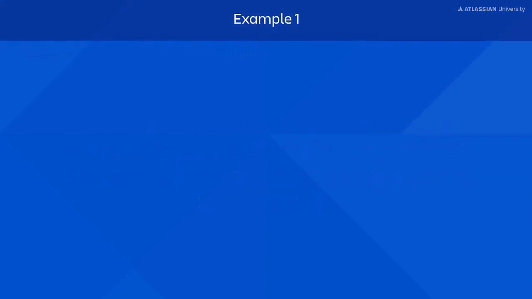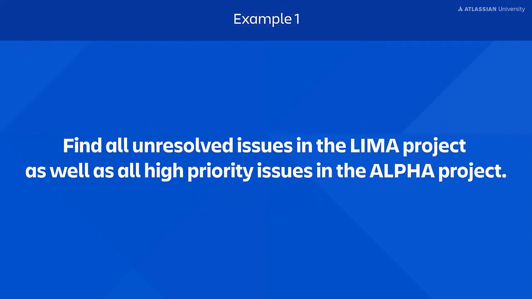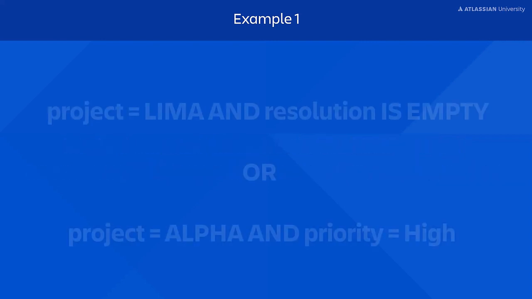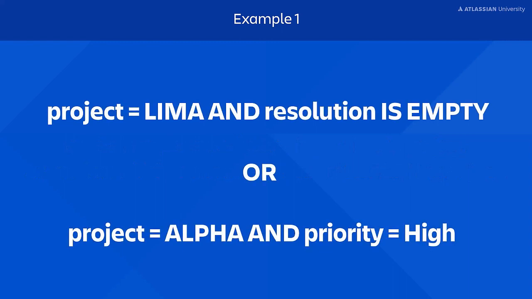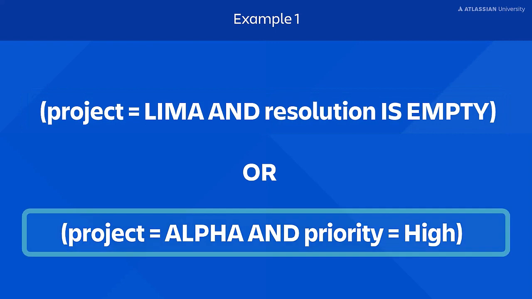Here's an example. Say you want to find all unresolved issues in the Lima project as well as all high-priority issues in the Alpha project. Here is how that would look in JQL. Since each part of the query is unique, you can enclose each part in parentheses. You can see that the 2 clauses are joined by OR. This is because the search result should include issues from either clause.